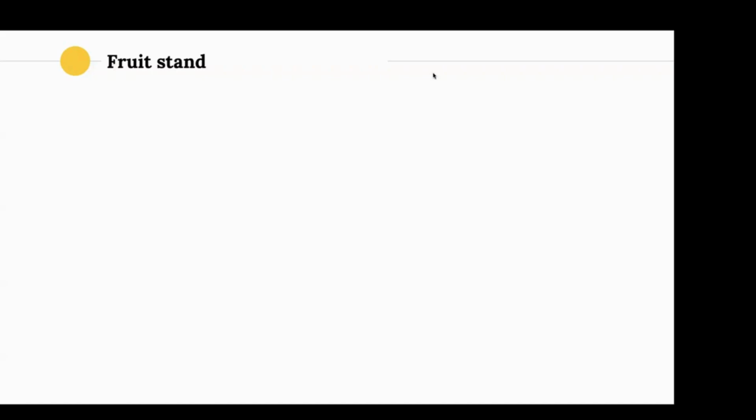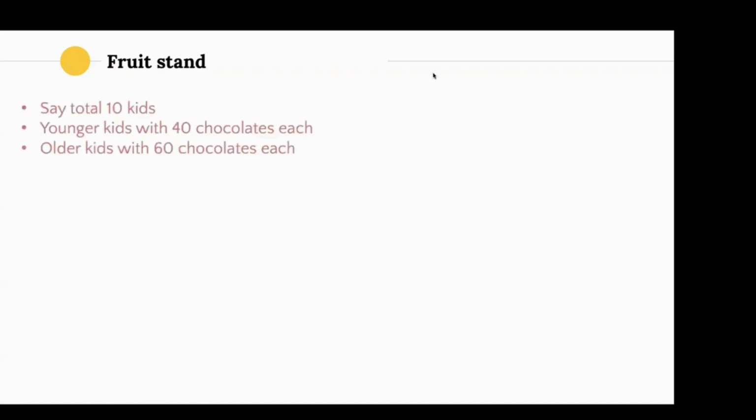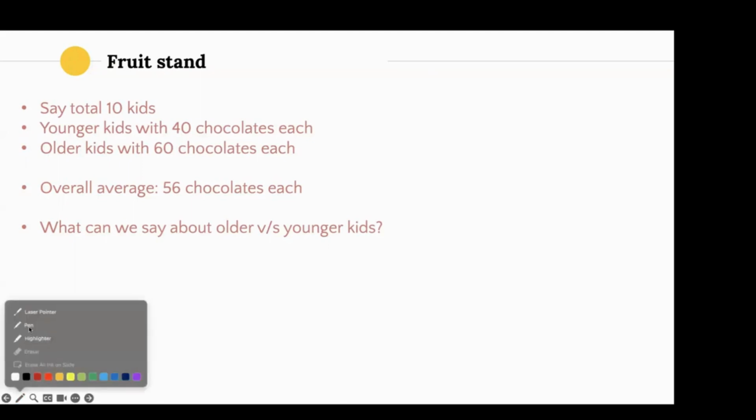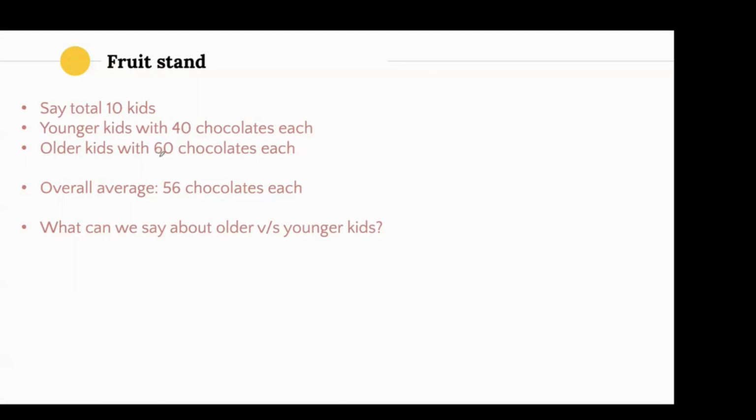So what I need your help with now is a similar, actually identical question, but with different language. Let me first paint the picture. Let's say there are 10 kids in total. We have younger kids, we have older kids. The younger kids have 40 chocolates each. The older kids have 60 chocolates each. The overall average is 56.